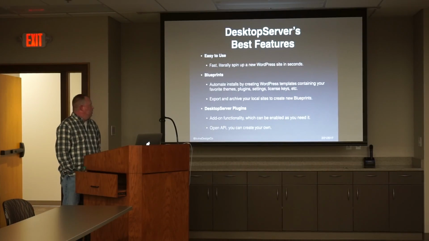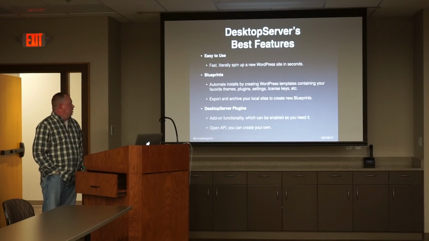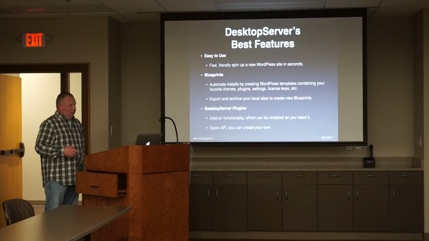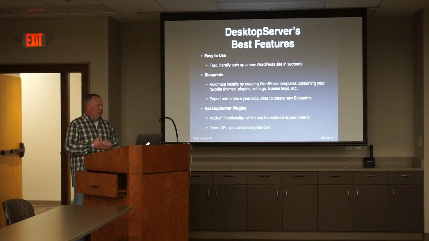Blueprints are probably the best feature. You can automate installs by creating WordPress templates containing favorite themes, plugins, settings, license keys. You can export and archive your local sites to create a new blueprint. The way I'll describe this is a lot of people use starter themes, like if you use Beaver Builder, stuff like that. You could build basically a website that has all your stuff in it, all your license keys, all the plugins you always use, save it off, and the next time you want a new website, just click install, and it's all set up ready to go for you.